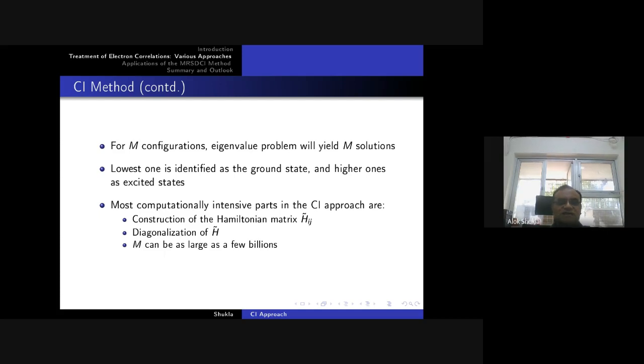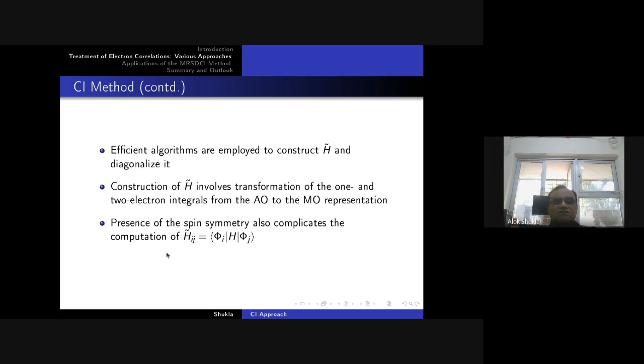You can obtain, say, 10, 15, 20, that sort of thing. Okay. So in quantum chemistry in particular, there are efficient algorithms available to construct H tilde, that is the Hamiltonian matrix, and also for diagonalizing it. For diagonalization, the Davidson algorithm is there, or Lanczos is there.